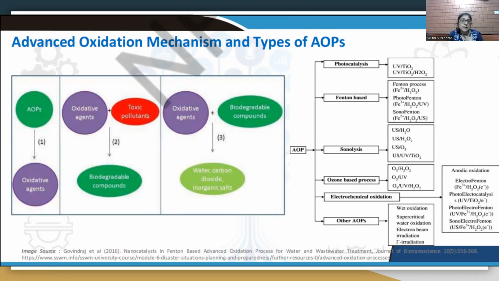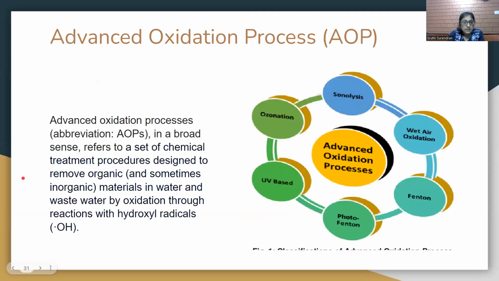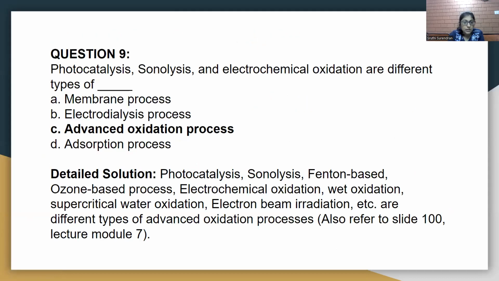Now, it is basically removing the organic and sometimes the inorganic materials in water. It's a chemical reaction occurring with hydroxyl radicals. So the correct answer here is advanced oxidation process, option C.